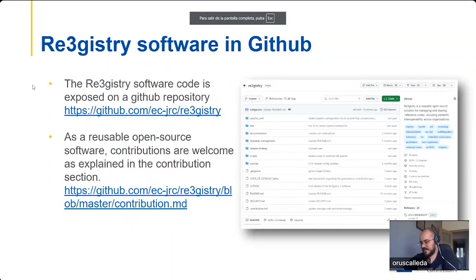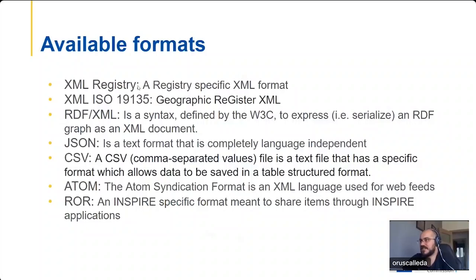Here we have basically the XML registry. It's a registry-specific XML format used to share this information between any registry users. There's the XML ISO 19135 geographic register XML. There's also an RDF XML. It's another format of XML, mostly defined by the W3C to express an RDF graph as an XML document.